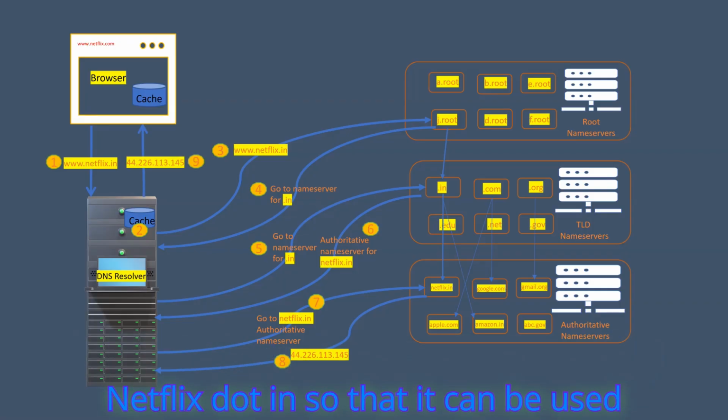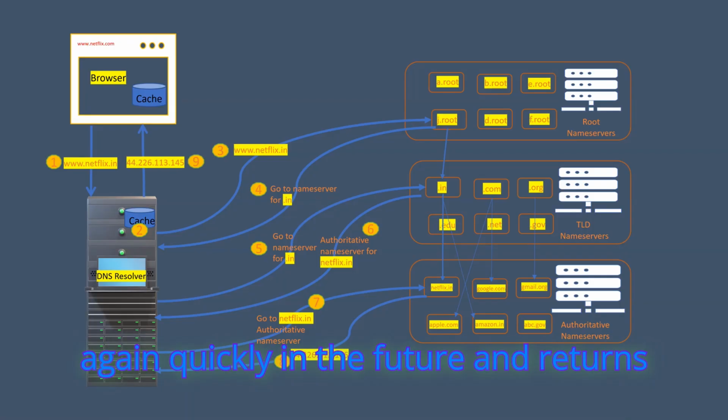The DNS resolver caches the IP address for netflix.in so that it can be used again quickly in the future, and returns the IP address to your computer. Overall, this entire process happens quickly and seamlessly in the background, allowing you to easily access the website you want to visit.